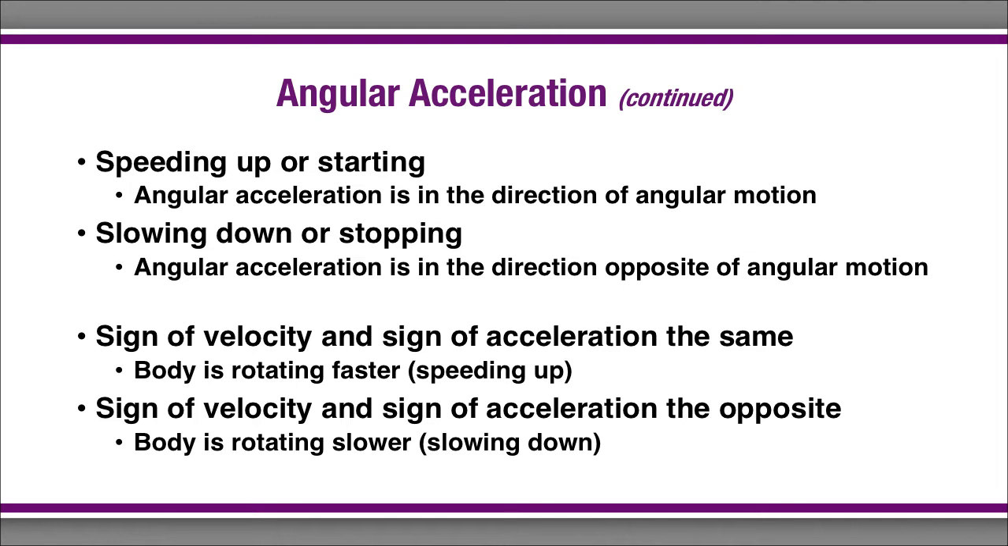So again, angular acceleration occurs when something is speeding up or starting, and angular acceleration in this case is in the direction of angular motion. If an object is slowing down or stopping, then angular acceleration is in the opposite direction of angular motion. If the sign of velocity and the sign of acceleration, being positive or negative, are the same, the body is rotating faster and faster or speeding up. If the signs are opposite, the body is rotating slower or slowing down.